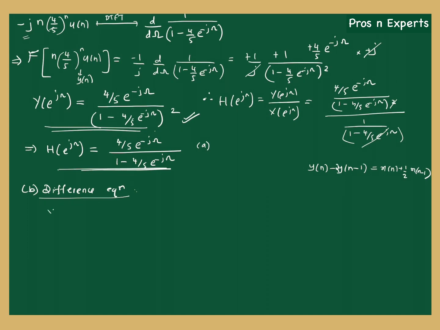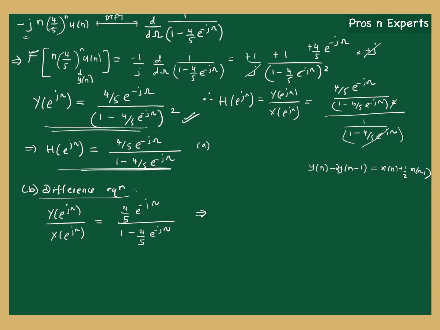H of e raised to j omega is nothing but Y of e raised to j omega divided by X of e raised to j omega, and that is obtained as 4 by 5 e raised to minus j omega whole divided by 1 minus 4 by 5 e raised to minus j omega. Whenever you are asked to find the difference equation, you always adopt this procedure. You just cross multiply the factors. So Y of e raised to j omega into 1 minus 4 by 5 e raised to minus j omega will be equal to X of e raised to j omega into 4 by 5 e raised to minus j omega.